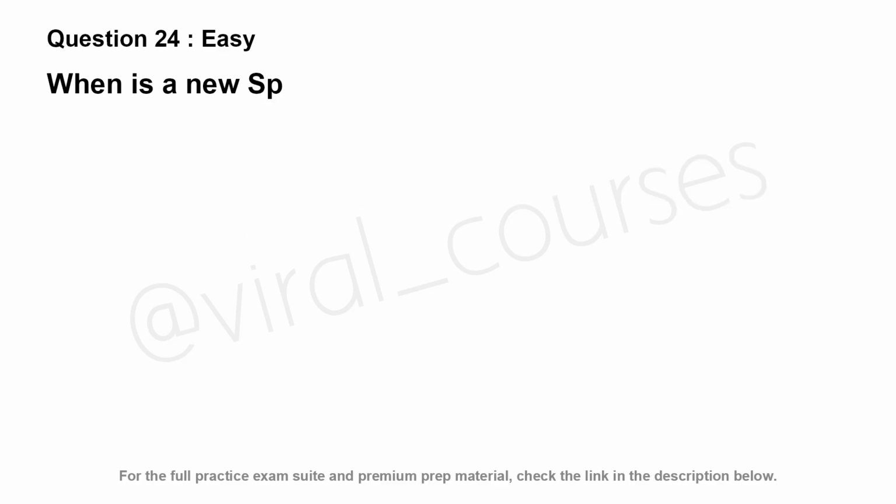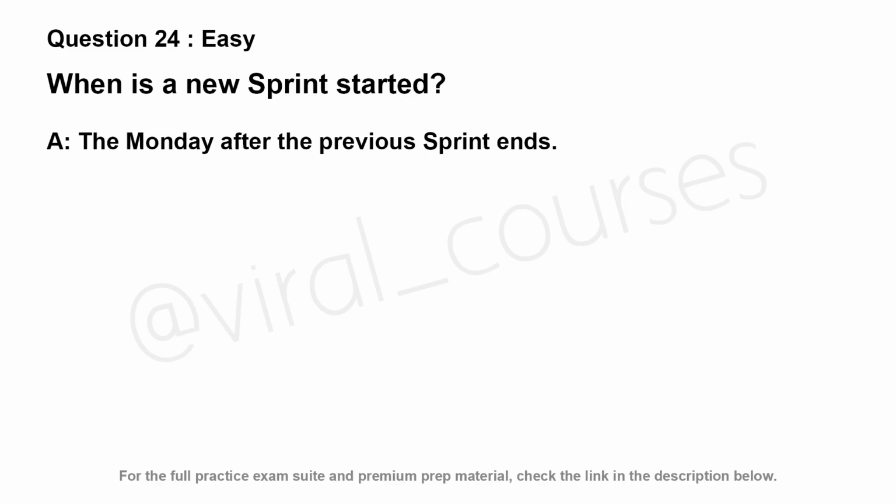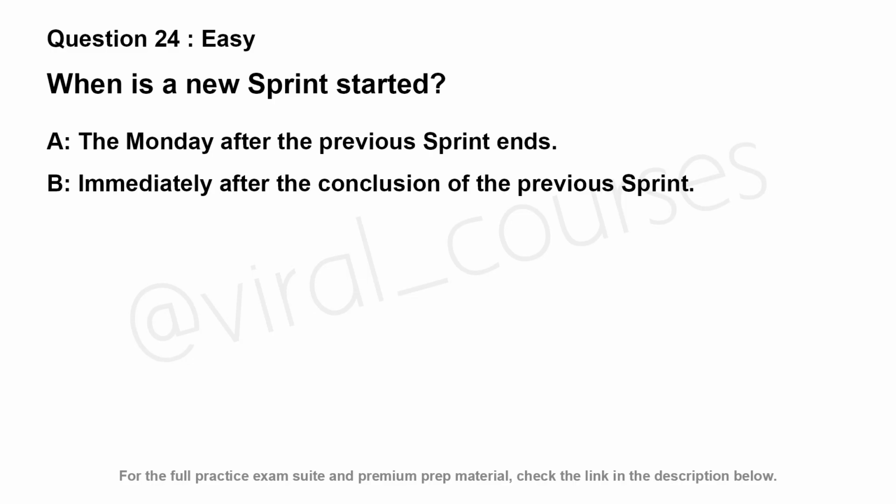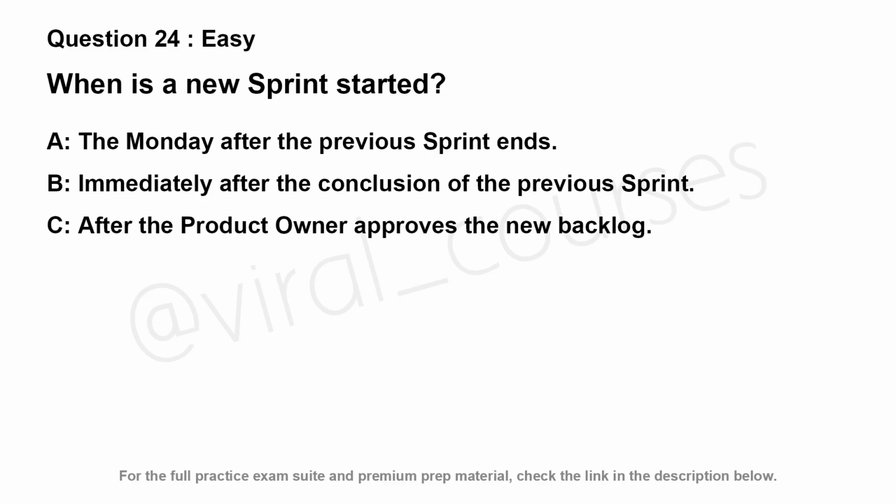When is a new sprint started? Option A, the Monday after the previous sprint ends. Option B, immediately after the conclusion of the previous sprint. Option C, after the product owner approves the new backlog. Option D, whenever the developers are ready.